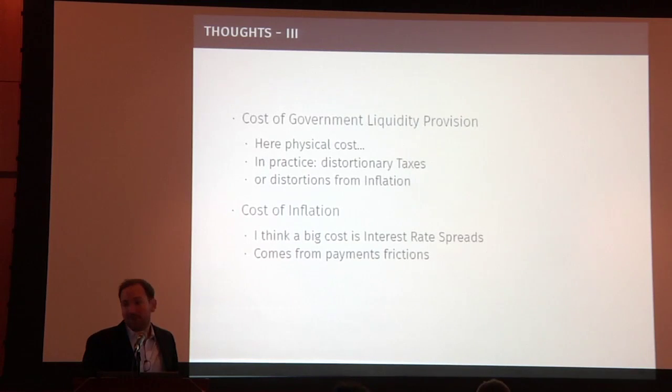I think the big cost of inflation is on the spreads. To sustain financial intermediation, banks need reserves, but reserves are assets that, away from situations where you're earning interest rate on excess reserves, are suffering losses from inflation. So that should map into a higher spread.